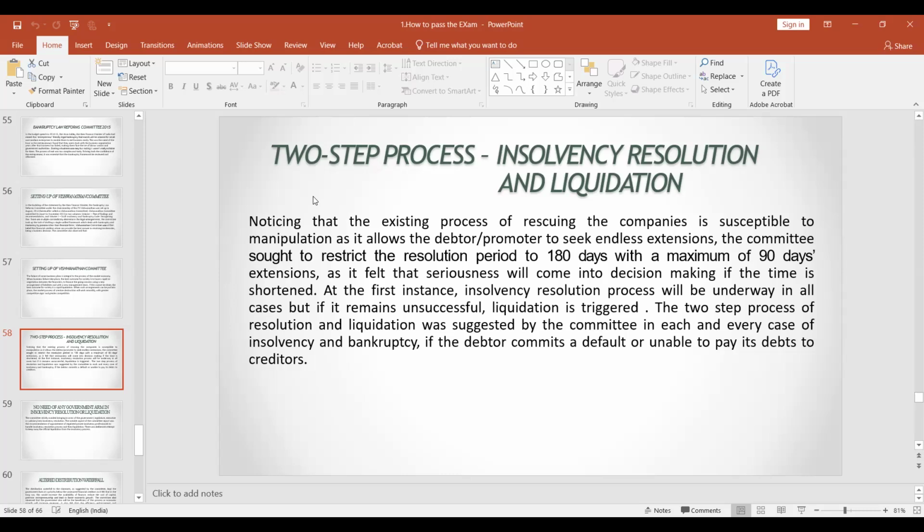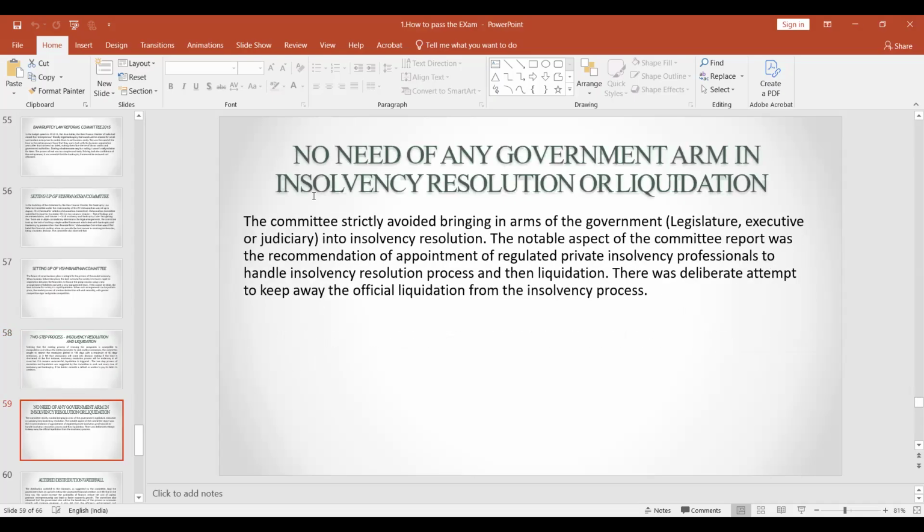At the first instance, the insolvency resolution process will be underway in all cases, but if it remains unsuccessful, then liquidation is triggered. This two-step process of resolution and liquidation was suggested by the committee in each and every case of insolvency and bankruptcy if the debtor commits a default or is unable to pay its debts to the creditors. So they said you try it in every case.